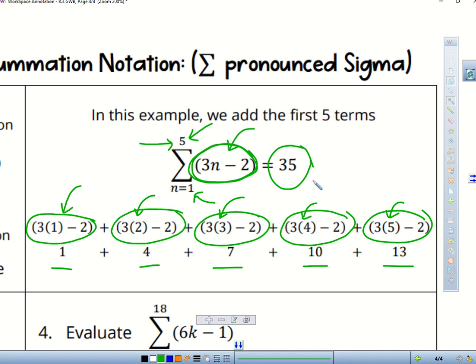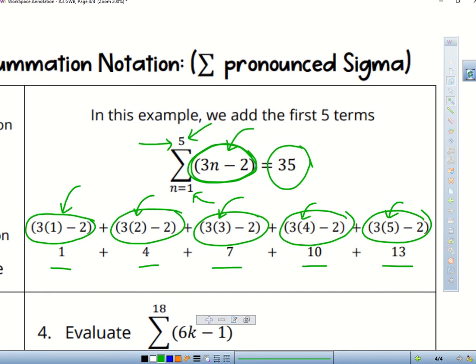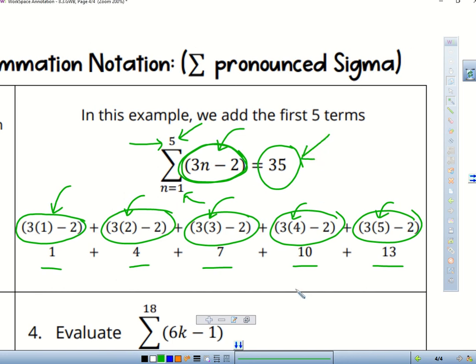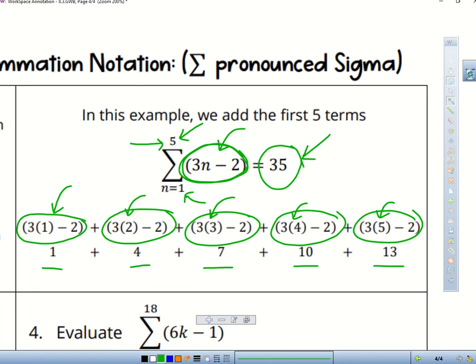Is it possible that the summation will ever be incorrect? Like it says it equals 35, and then you add all the stuff up and it doesn't? I mean, there's always a chance of a typo, but they're not going to tell you that. You have to find that. Oh, I see. Yeah, you're doing that math yourself.